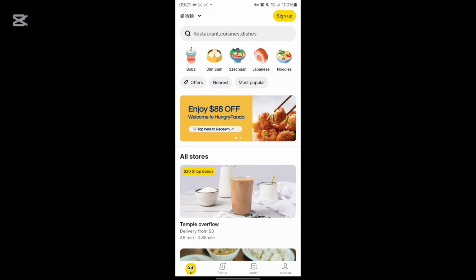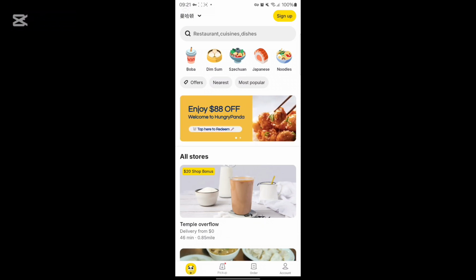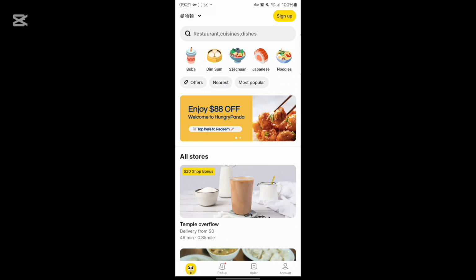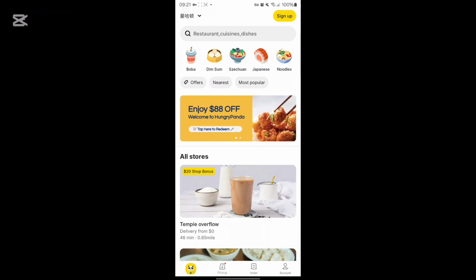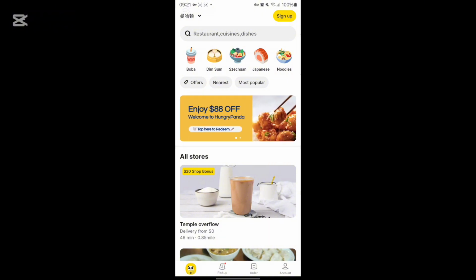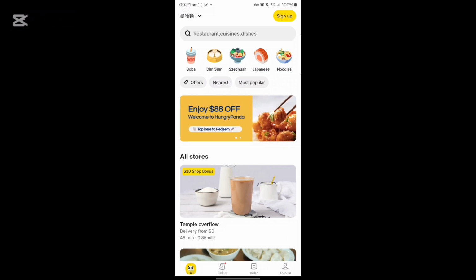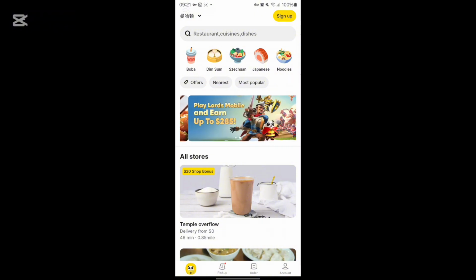your membership. To make things clear, to cancel your HungryPanda membership, you must have your membership expire. Without having it expire, you cannot cancel it. If you are a HungryPanda member and you do not renew your membership after it expires, it will automatically be cancelled by HungryPanda. However, if you are a member and your membership is valid, you cannot cancel it until the validity is over. So this is how you can cancel your membership in HungryPanda.